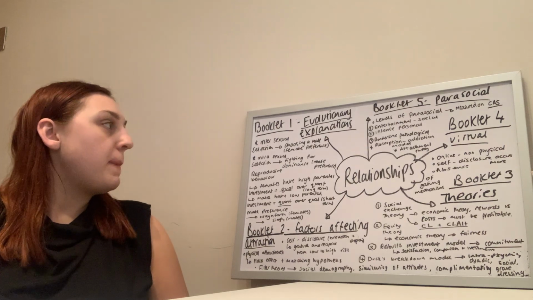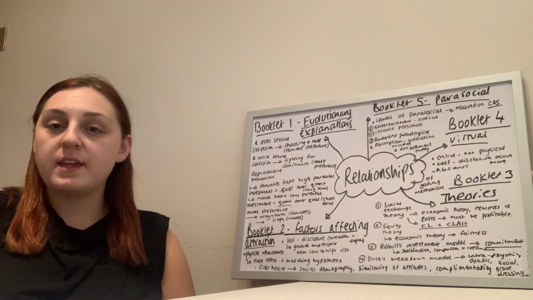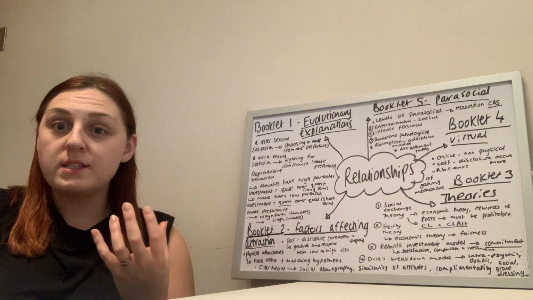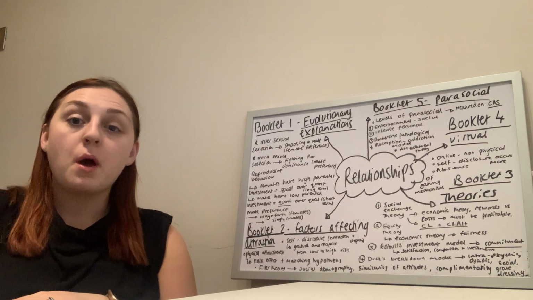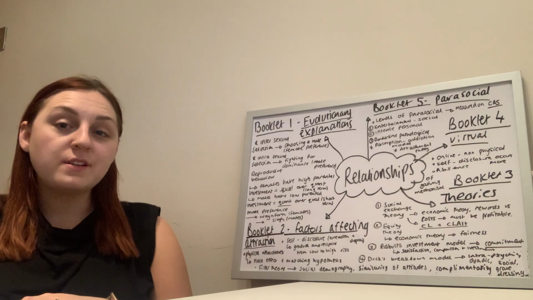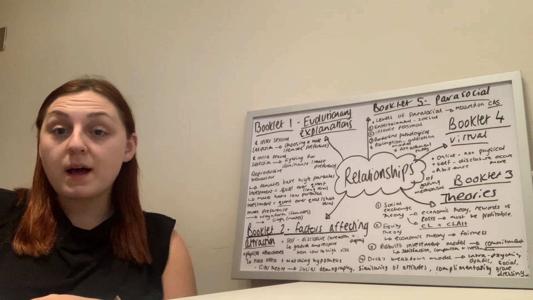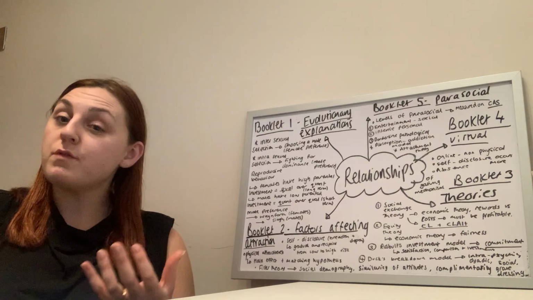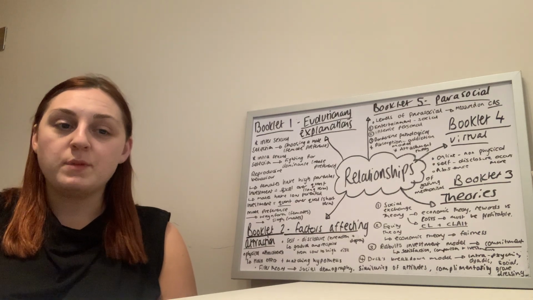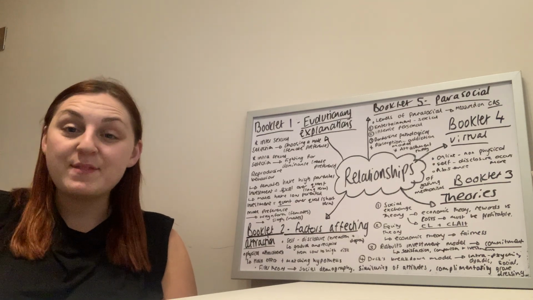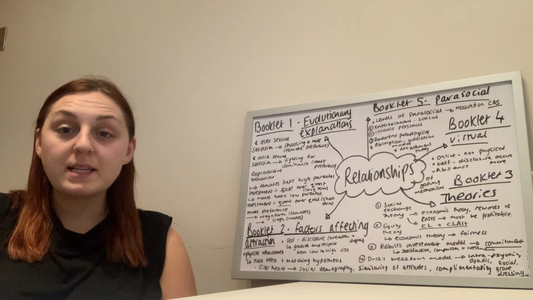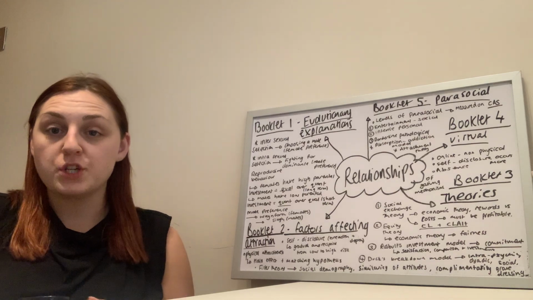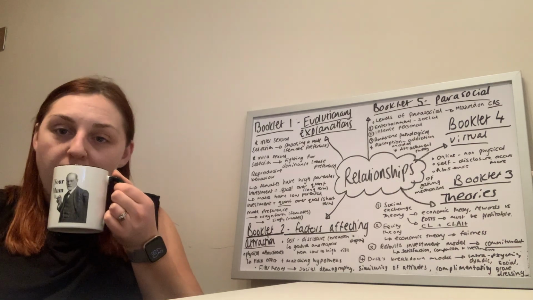So that's what we mean by evolutionary explanations, and then the evaluations for that are very much using research, for example, such as Buss, Clark and Hatfield, or Dunbar's research, and then counter arguments of that evidence. You can bring in things like social sensitivity, issues with social desirability bias, based on the sensitive nature and the methodology of the things that we're asking people.